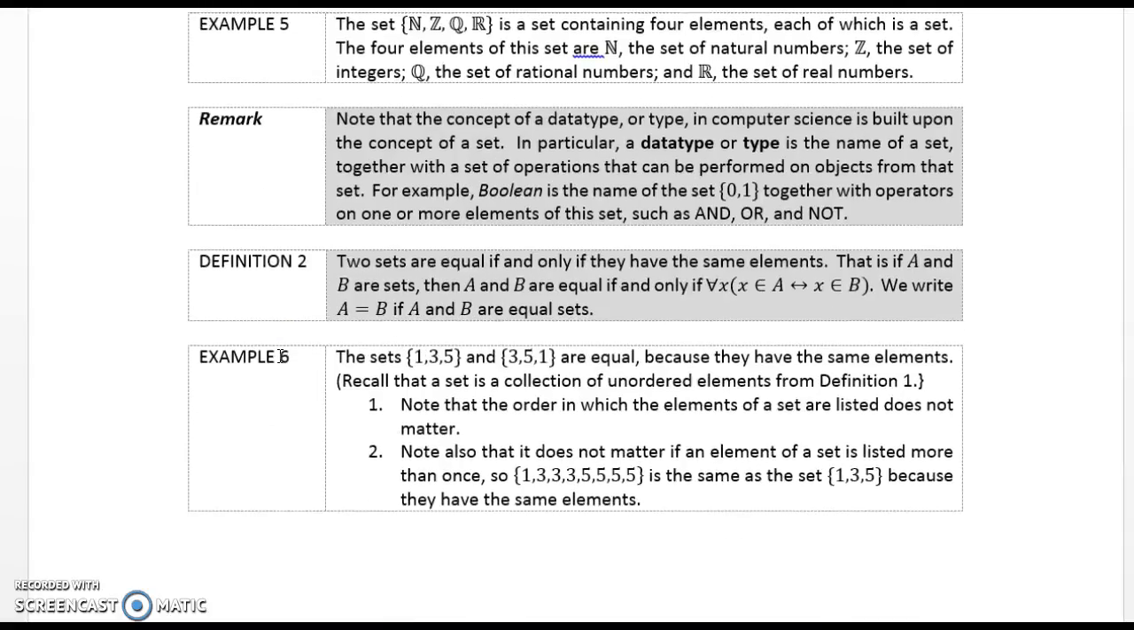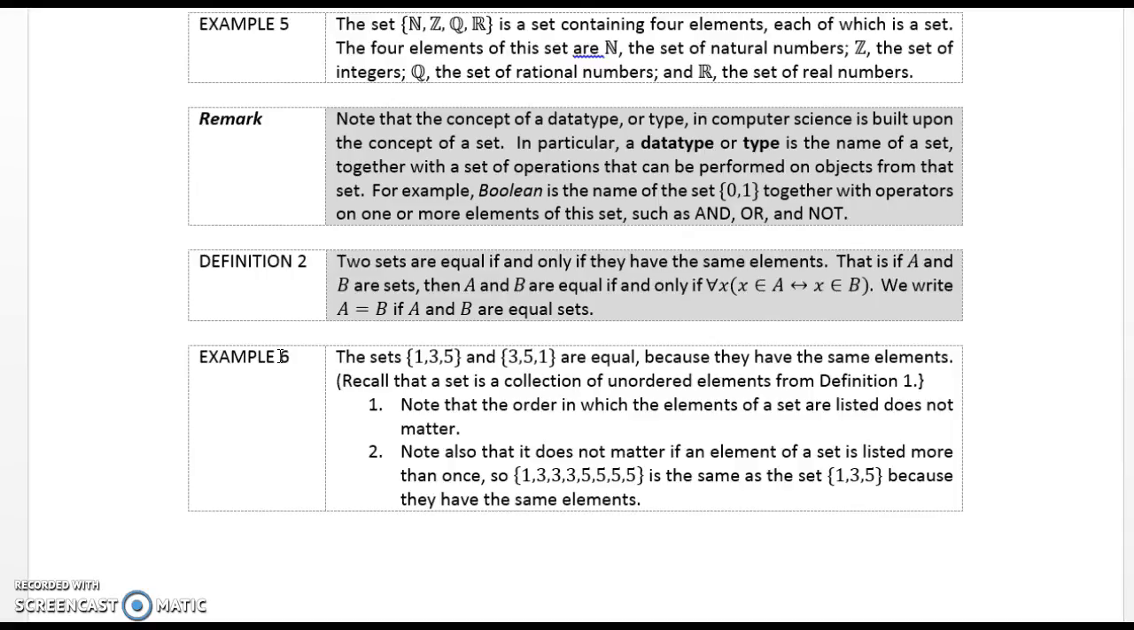Example 5. The set that includes N, Z, Q, and R is the set containing the 4 elements, each of which is a set. The four elements of the set are N, the set of natural numbers, Z, the set of integers, Q, the set of rational numbers, and R, the set of real numbers.